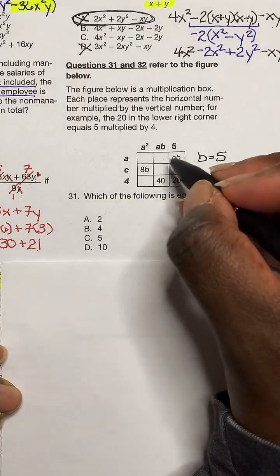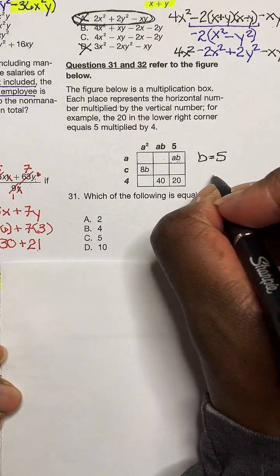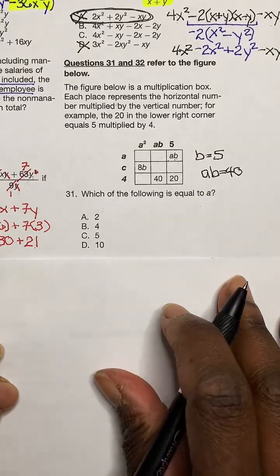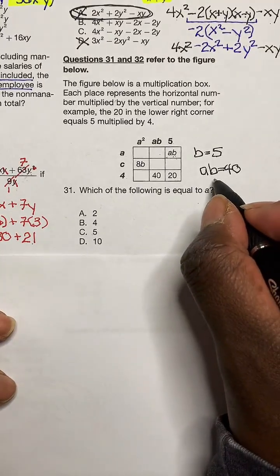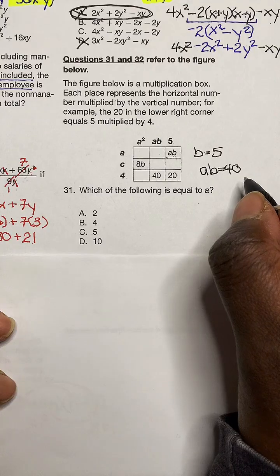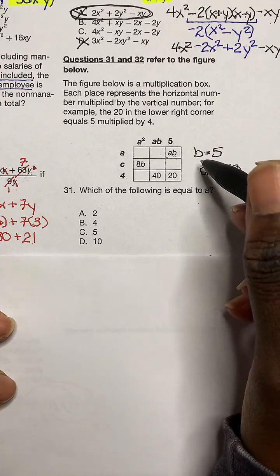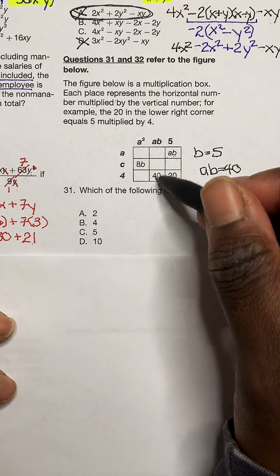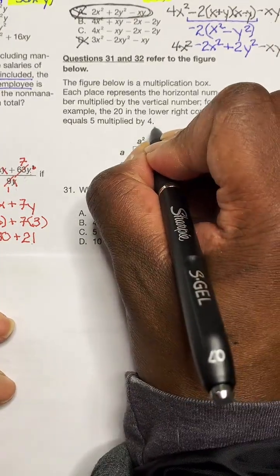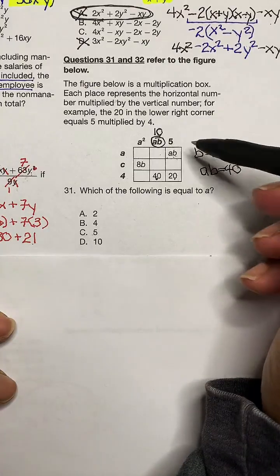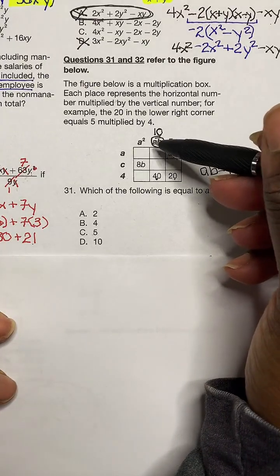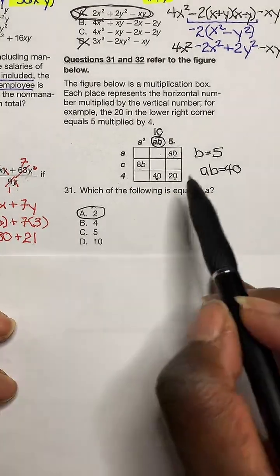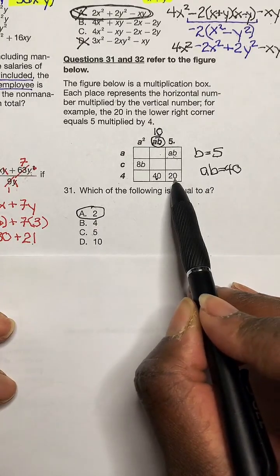So if B equals 5, I know that AB is going to equal 40. And if I divide by 40, no, that's not how I want to do it. So 5 times 4 gives me 20. If this gives me 40, that means this number up here should be 10. And if 5 is B, that means A has to be 2. That's how it is.